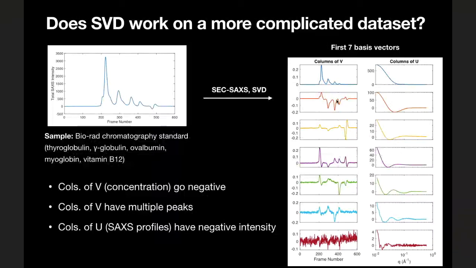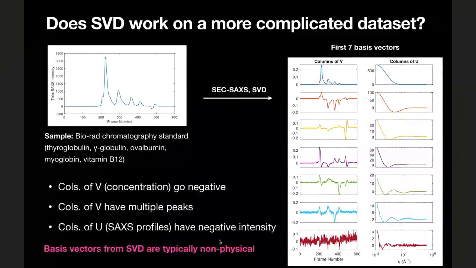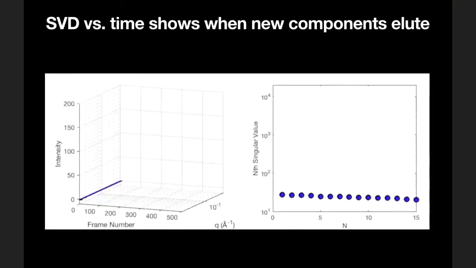So, we've got multiple peaks in V, and you've got negative scattering. What's wrong? This is one issue with SVD: typically on a complicated data set, the components themselves will be non-physical. But the key thing is that to get physical components, they're just going to be linear combinations of these. I'll show you a method in a little bit that can do those linear combinations automatically.